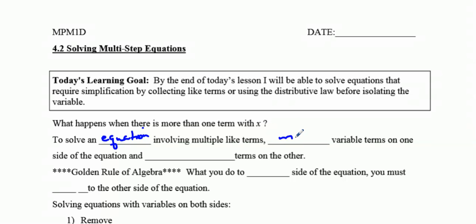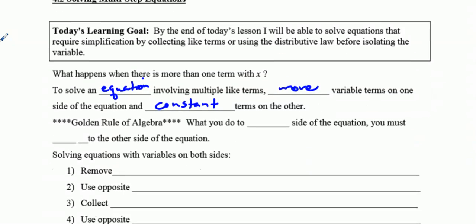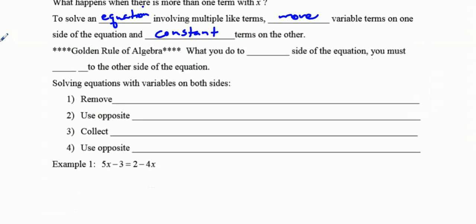move the variable terms on one side of the equation and the constant terms on the other. Okay, so you want to get x's on one side and numbers on the other side. Of course, we have that golden rule of algebra. Again, I'll just remind you, what you do to one side of the equation, you must do to the other side of the equation.